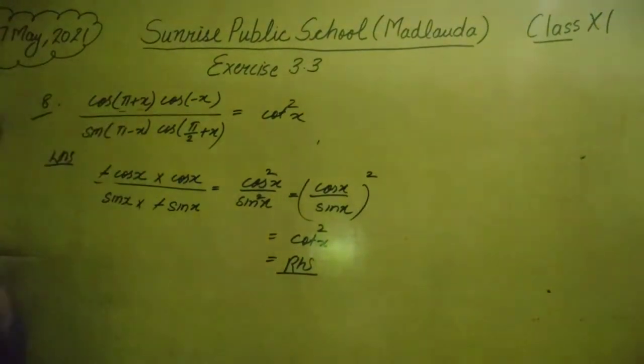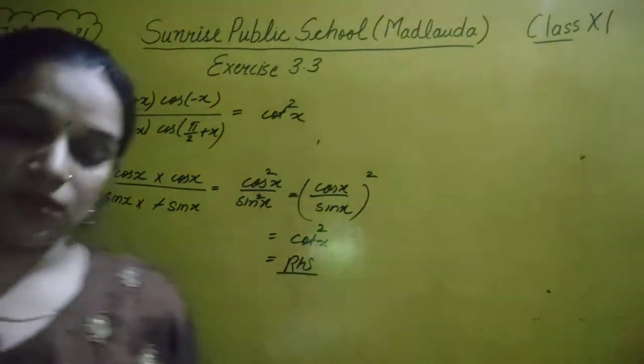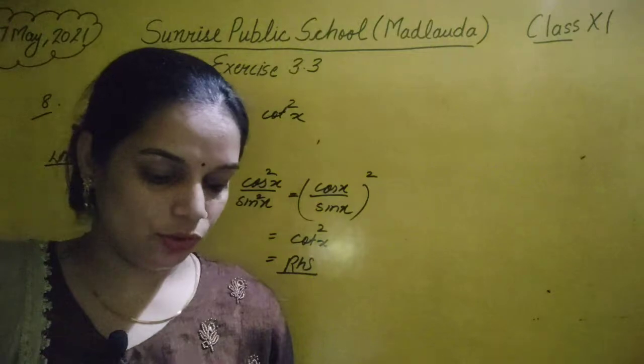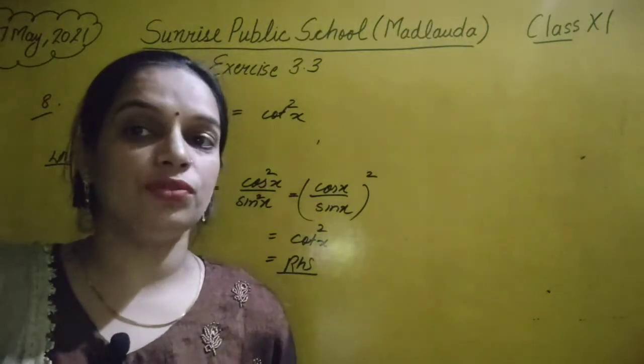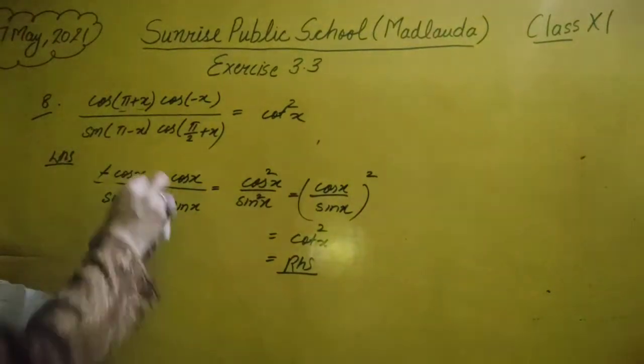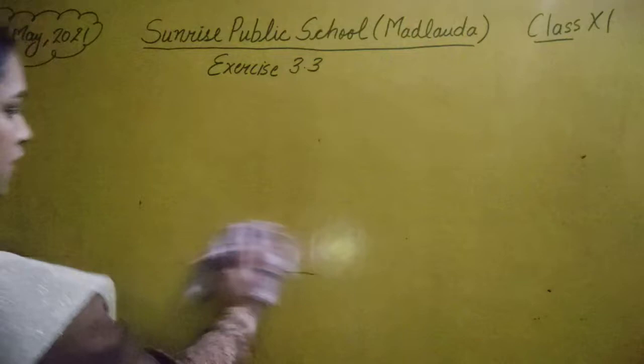In the next question, that is question number 9, you will do it yourself. You have to solve this question according to the quadrants, and whether the trigonometric ratios will change or not. In this way we will solve question number 9.